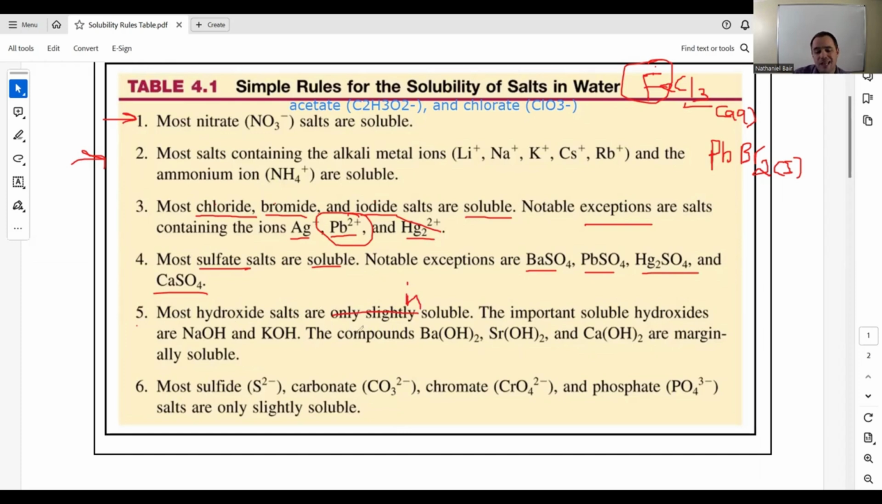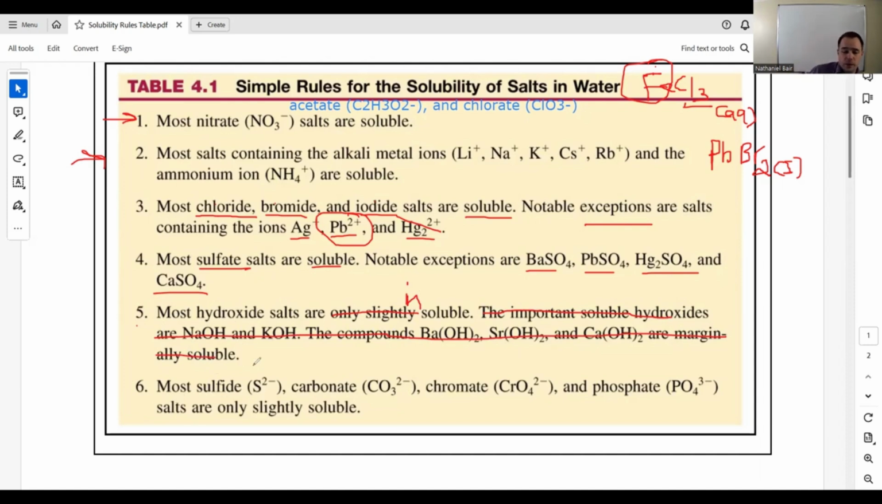This set of rules got a lot more detail than we need in Chem 101, so we don't need to worry about the slightly soluble thing. We're going to change it to insoluble, and then you can cross out the rest of this rule. It's pretty sweet. So you don't need that level of detail with the marginally soluble stuff.